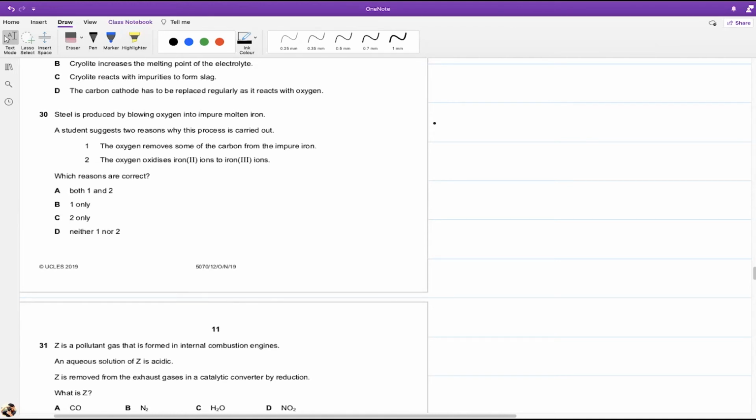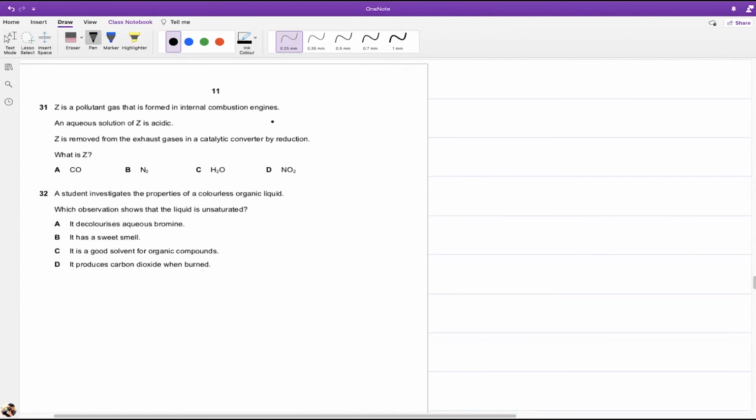Let's see. They say oxygen removes some of the carbon from the impure iron. Yeah, because we want to make sure that we have a certain percentage of carbon in it. And the second one says the oxygen oxidizes iron to ions. No, it doesn't oxidize. Even if it does, we don't care about it. Actually, it doesn't. So only the first one is true, 2 is not.